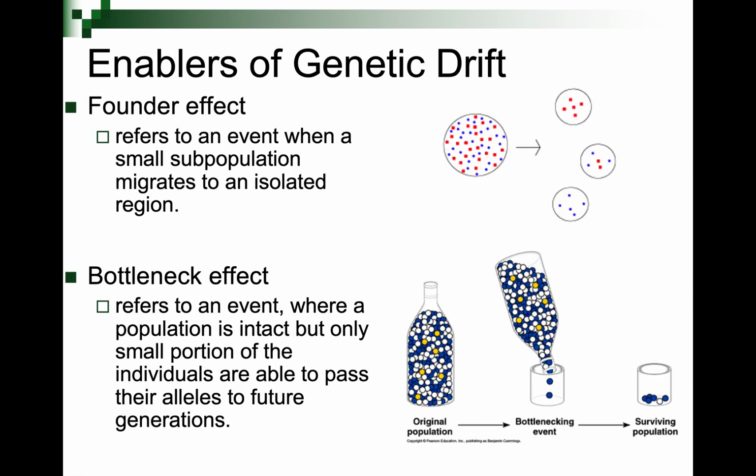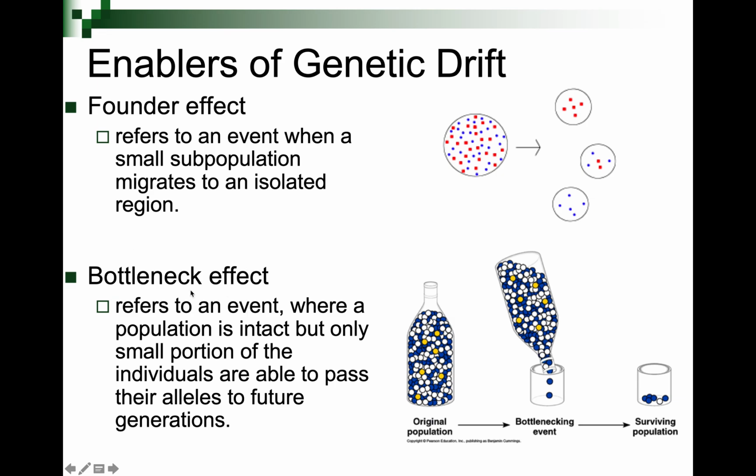All right, so here are some enablers of genetic drift. You have what's called the founder effect, and this really refers to an event when a small subpopulation migrates to an isolated region. Okay, so this is a portion of the population moving somewhere else. Just by chance, the genetics go or they don't. It just depends on who leaves and who's part of the founding population.